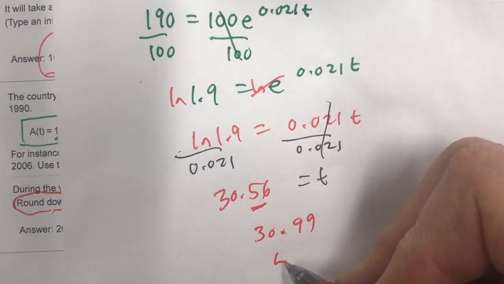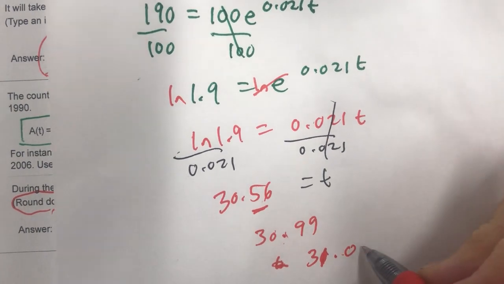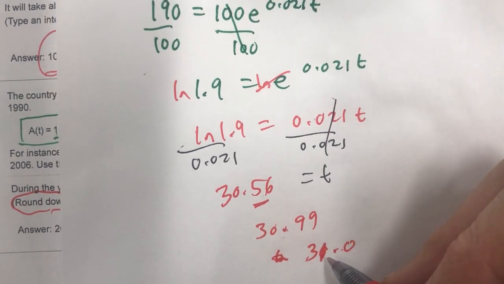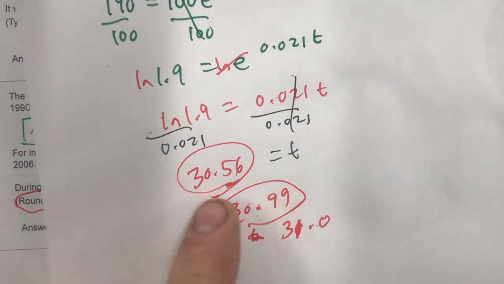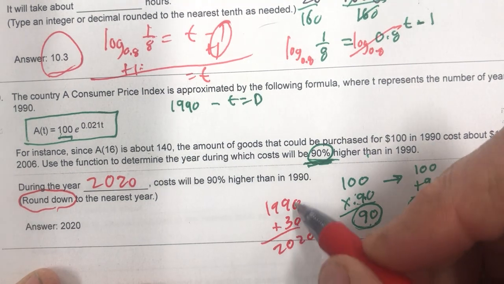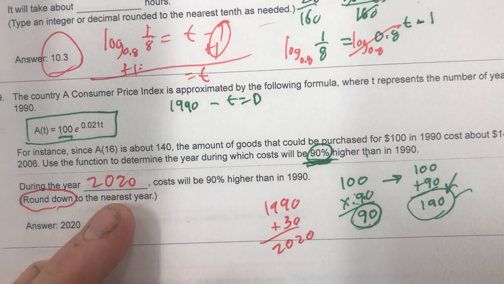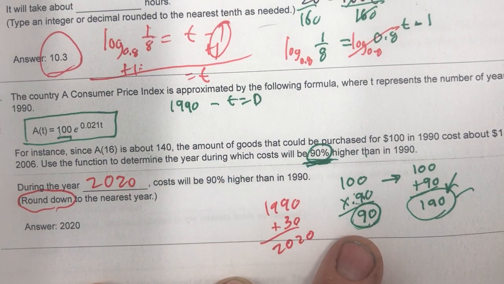It's not until it goes over to 31.0 that it's 31 years. But this is 30 years. 30.56 does not round up. We always round down because it's during that year. So if I add 30 to 1990, I get 2020. And that's the year that this will be 90% higher.